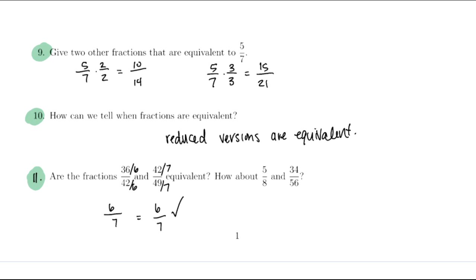Okay, so 5/8 is already reduced. So we would be looking for an 8 on the bottom. To get an 8 on the bottom here, we would need to divide this by 7. 7 times 8 is 56, yeah. But 7 doesn't go into 34 evenly. We would need it to be 35, so these are not equivalent.